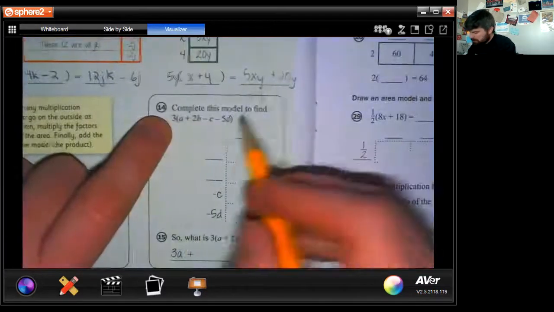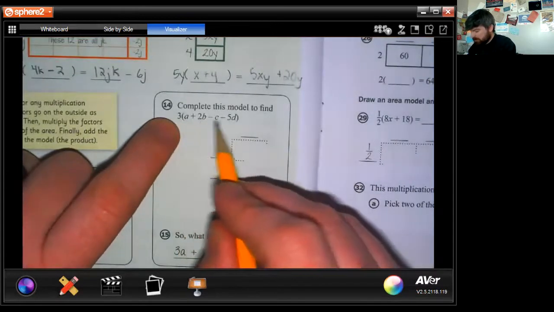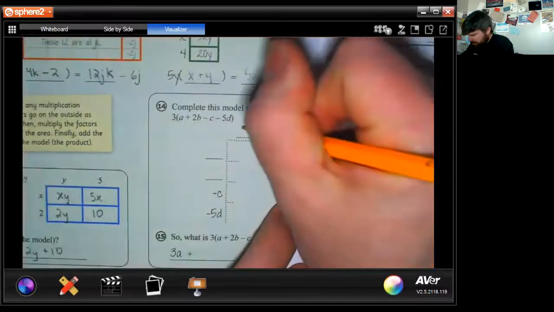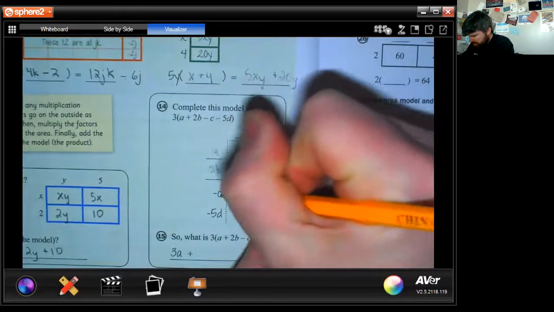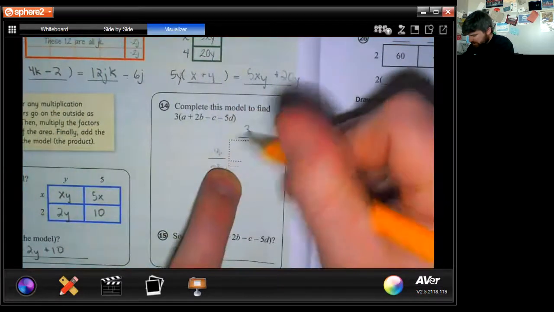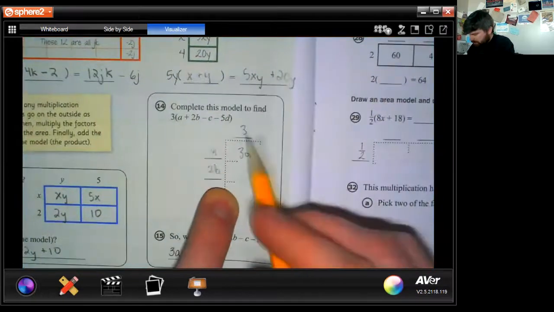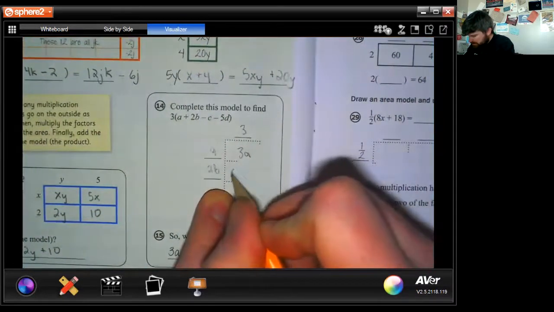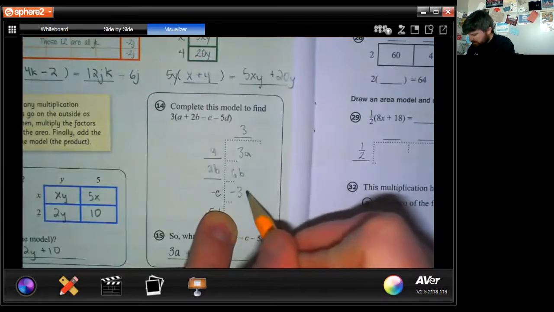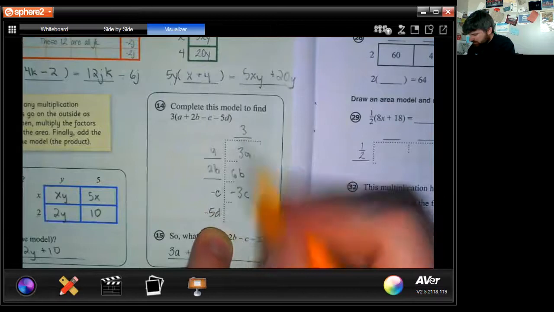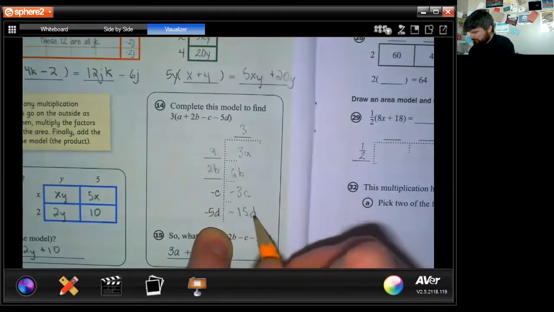Number 14, complete this model to find 3 times a plus 2b minus c minus 5d. So we got 3 up here. We got a, 2b, minus c, minus 5d. So we're going to take 3 times a is 3a. We've got 3 times 2b is 6b. 3 times negative c is negative 3c. And 3 times negative 5d is negative 15d.